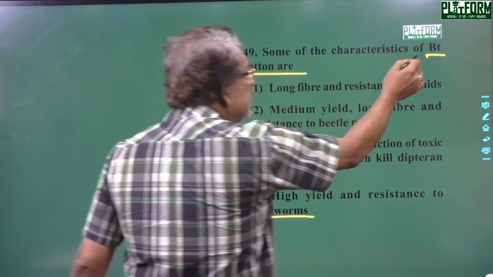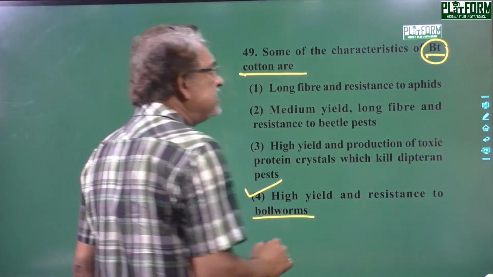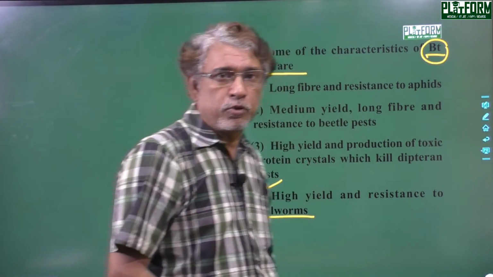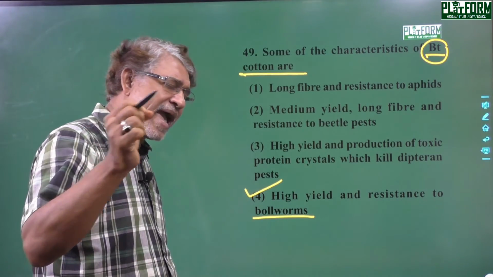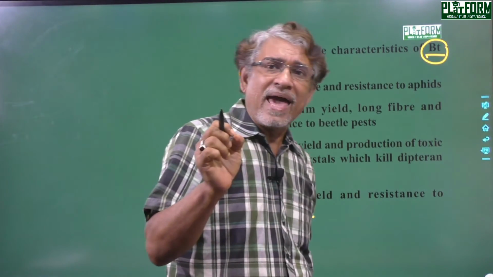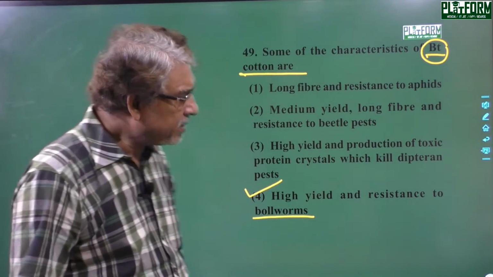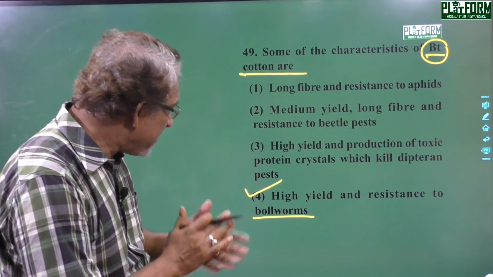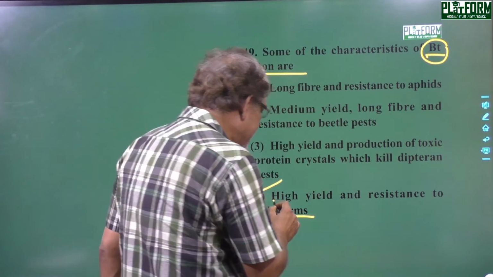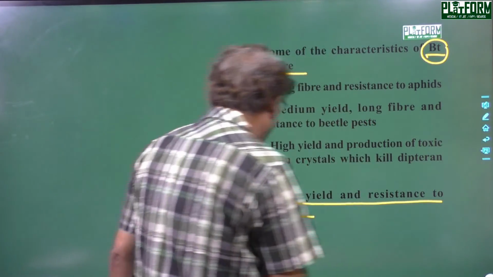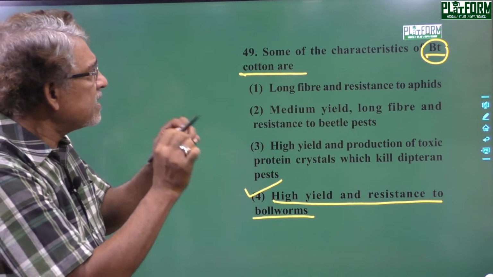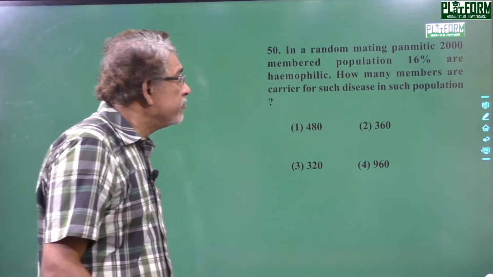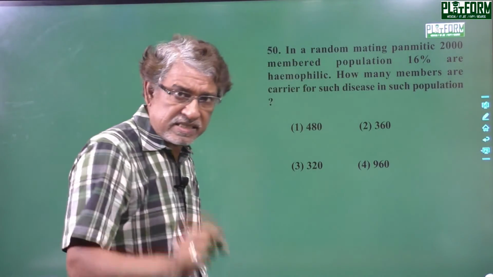BT stands for Bacillus thuringiensis. Bacillus thuringiensis during sporulation produces crystal protein. That crystal protein activates in the alkaline condition of the insect gut and they destroy the pest bollworm. So high yield and resistance to bollworm. This is the main criteria for BT cotton. Next question, very, very important question for this year.